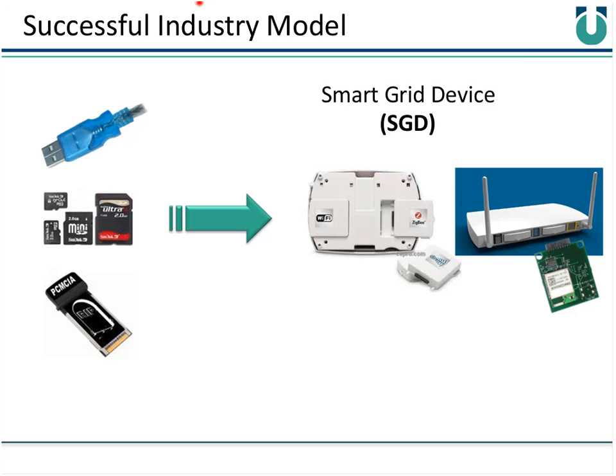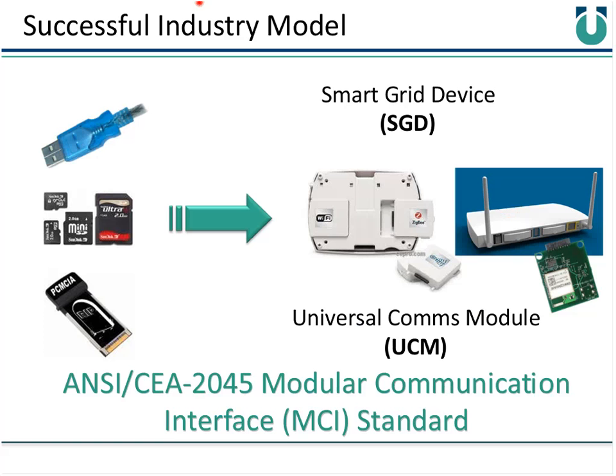Oops. There we go. That's why you don't see it. So you have the smart grid device. Then you have the universal communications module, universal comms module. And that combination has been standardized now as the ANSI/CEA-2045.